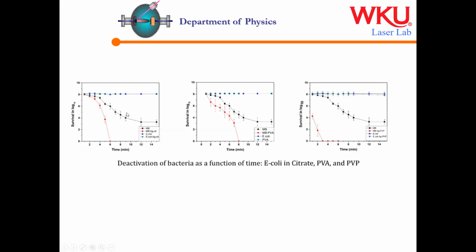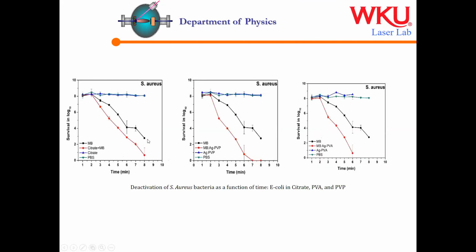So whenever we use methylene blue here, when you look at this black curve here, as you can see, when only methylene blue is used with bacteria, the colonies of the bacteria decrease. When we use methylene blue, silver, and the bacteria, this decrease is even more enhanced, and you can see that in 6 minutes basically we don't have anything. We have used 3 different mediums to see which one is best for us. This is our citrate, this is our PVA, and this is our PVP. We got the most efficient result in PVP.